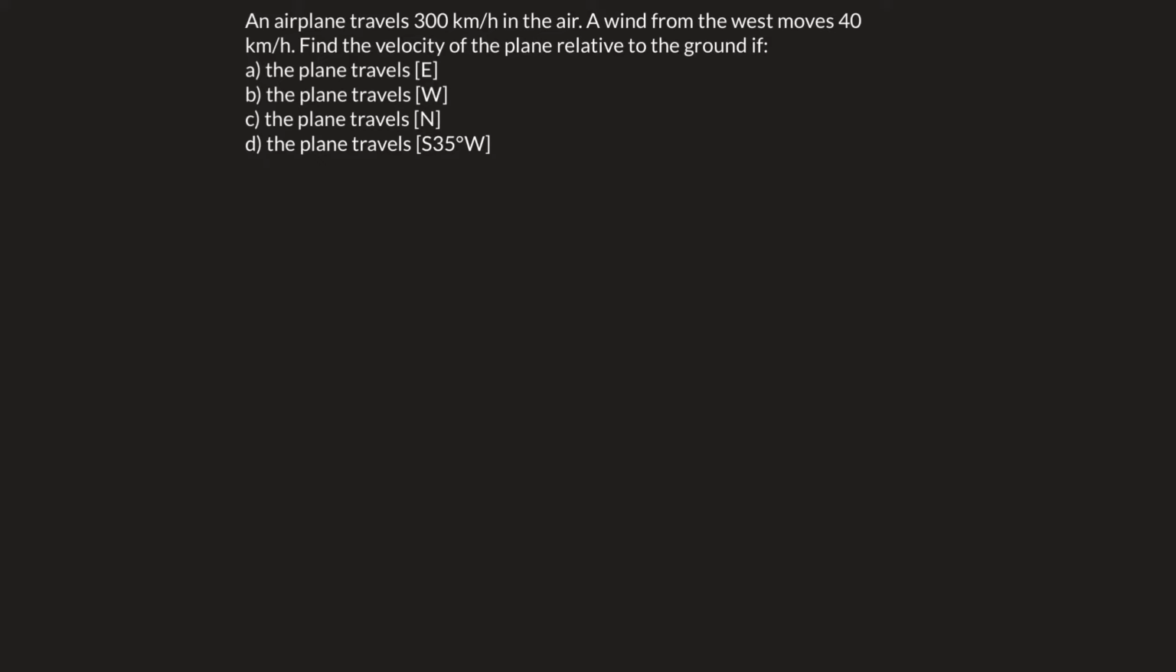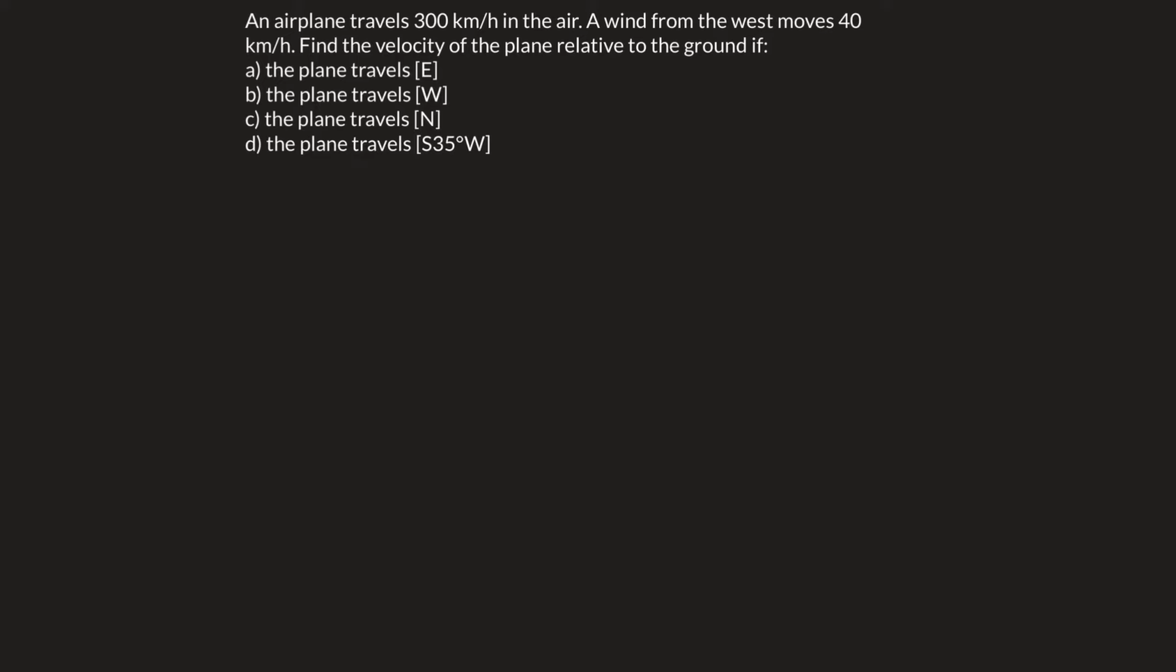Here's a more practical relative motion example where we have a plane traveling 300 kilometers per hour in the air. We have a wind moving from the west, and it's 40 kilometers per hour. We're going to look for the velocity of the plane relative to the ground in these four different situations. So the plane traveling east, west, north, and then at an angle of south 35 degrees west.